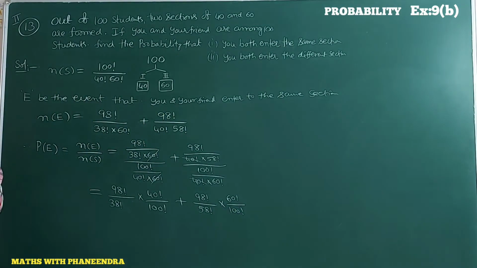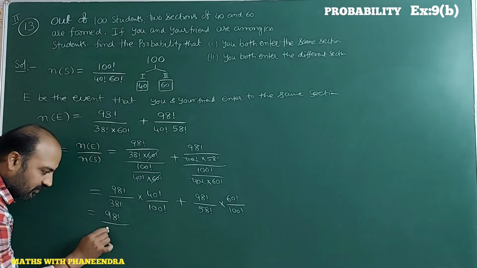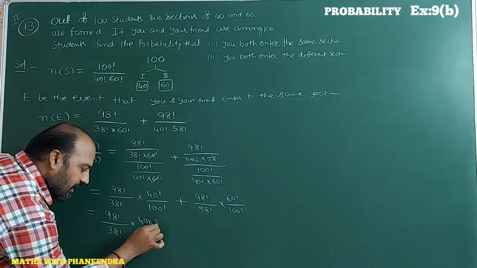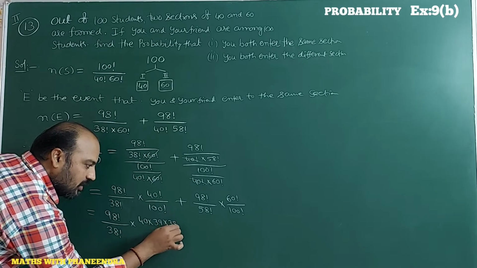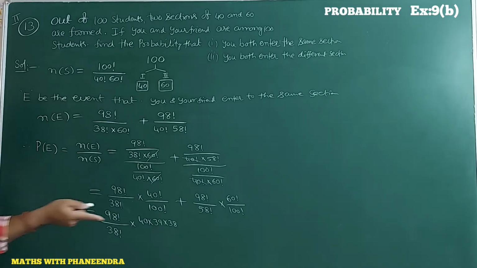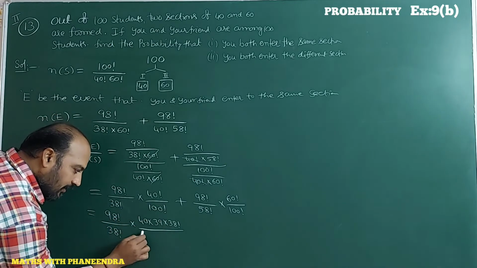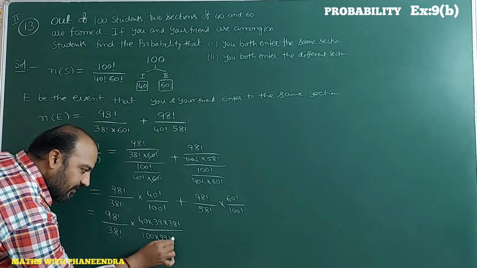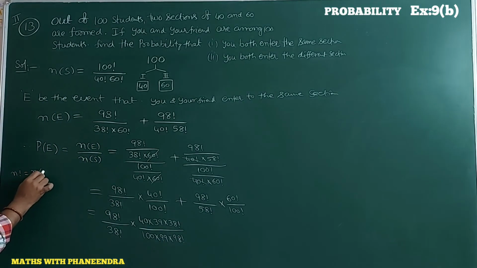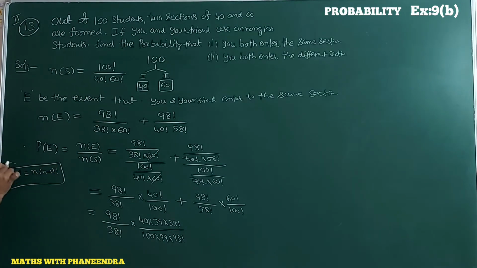Here only simplification calculations are there, dear students. 98 factorial by 38 factorial. 40 factorial can be written as 40 into 39 into 38 factorial. In general, n factorial can be written as n into n minus 1 into n minus 2 factorial. 100 factorial can be written as 100 into 99 into 98 factorial. So n factorial can be written as n into n minus 1 factorial. Similarly, according to our convenience, we will write it like this and so on. This is the way.